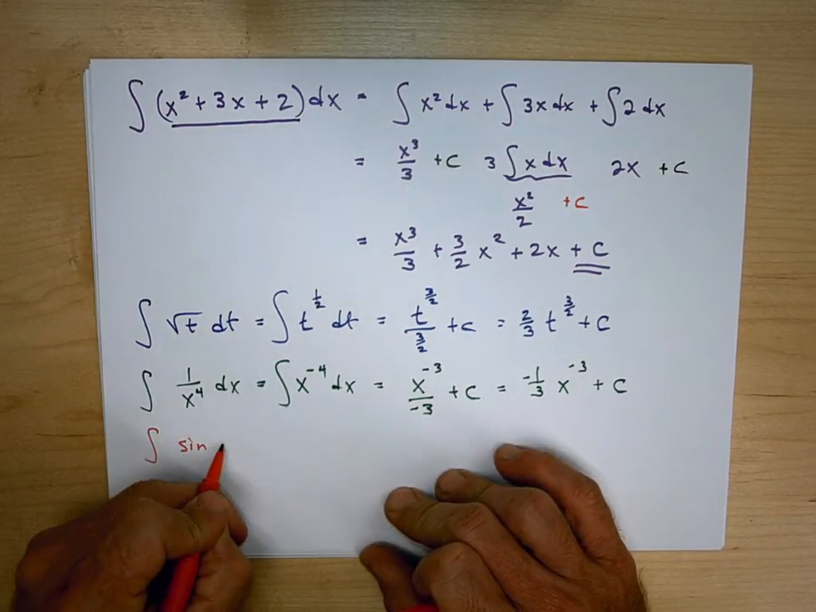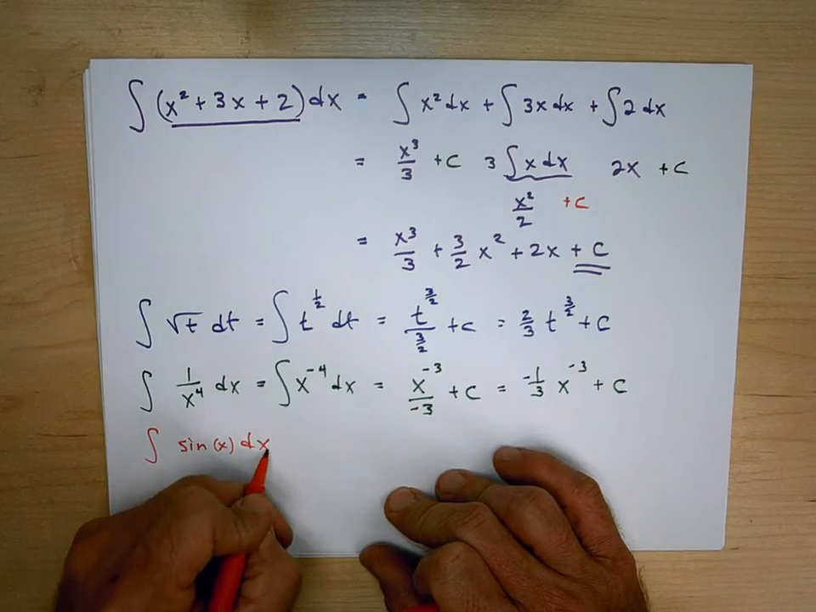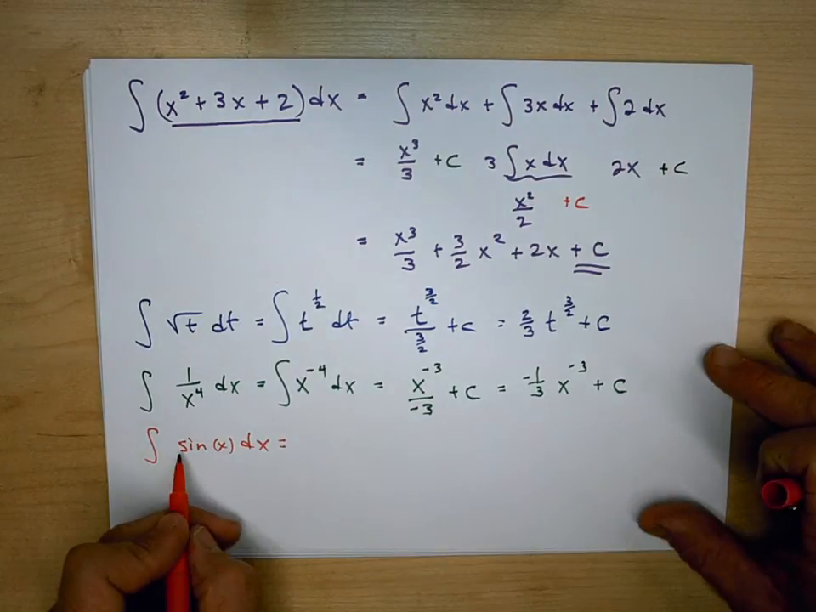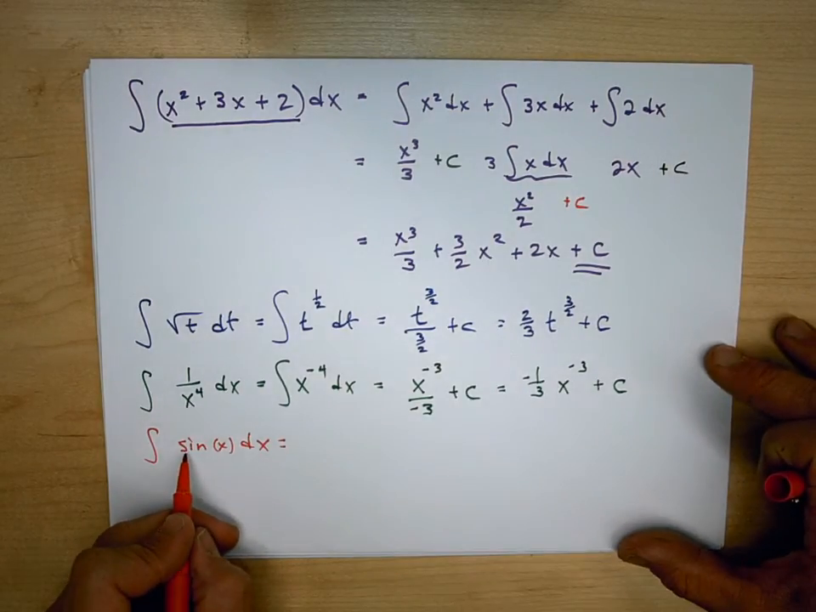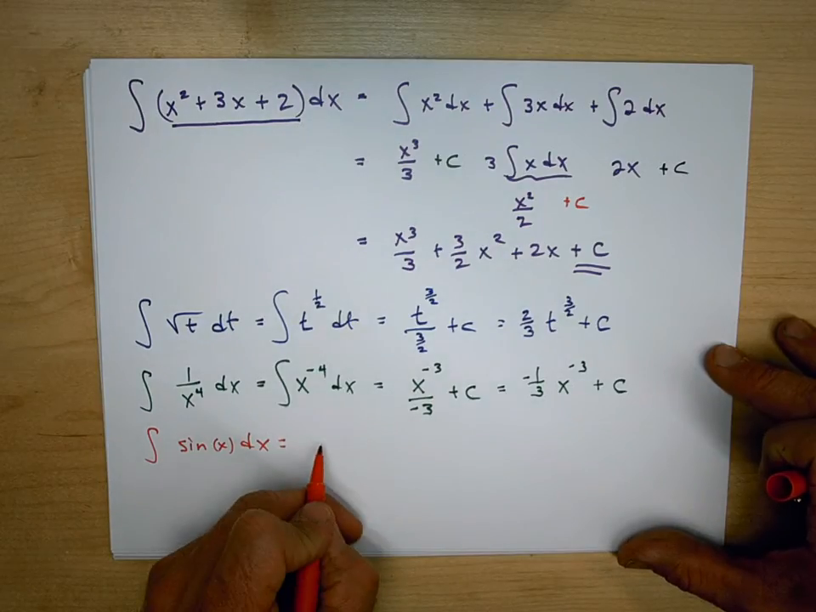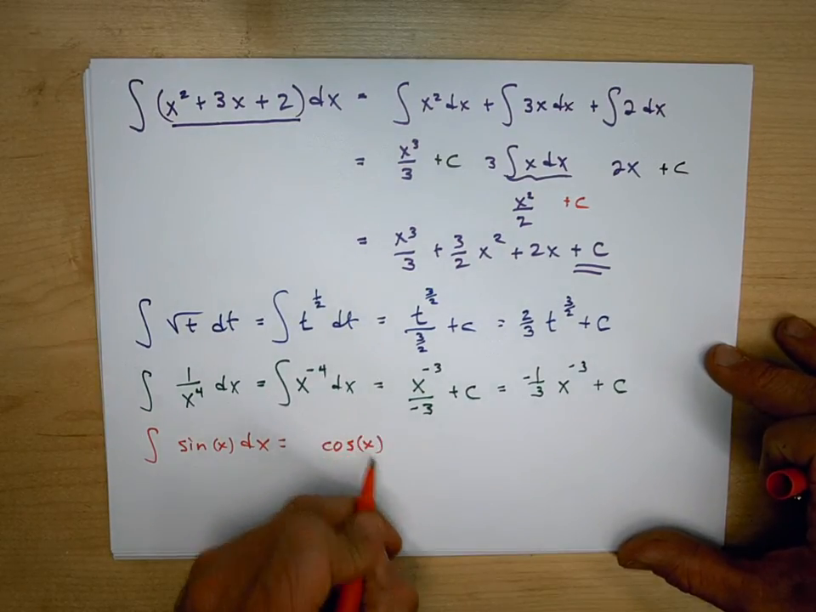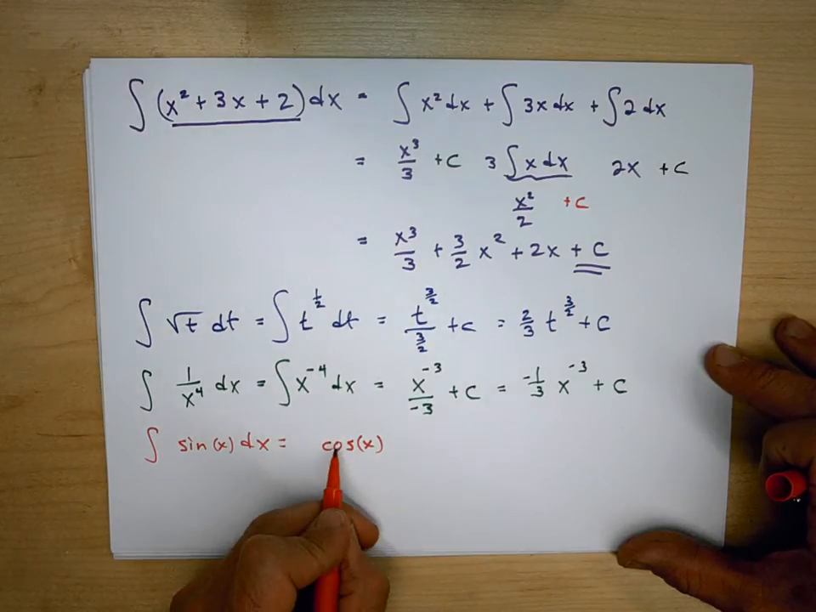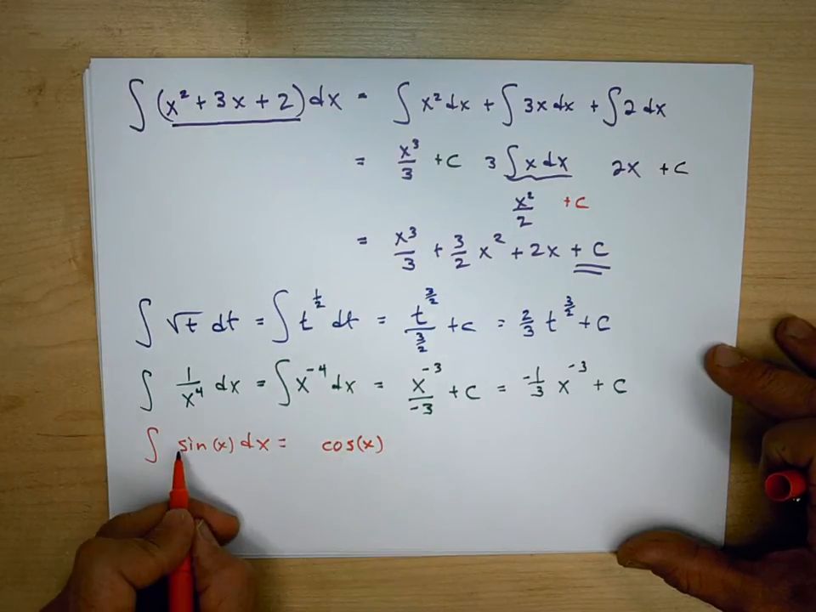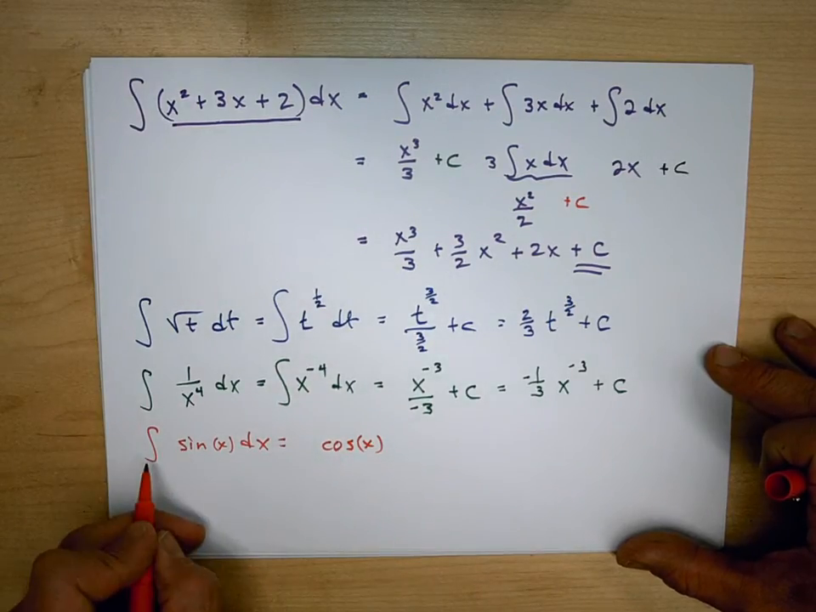Integral of sine of x dx. What do I take the derivative of to get sine x? Well, let's just say we know it's going to be something with the cosine x, right? But it's not exactly going to be cosine, because the derivative of cosine is negative sine. So how do I offset that negative so I end up with positive sine?